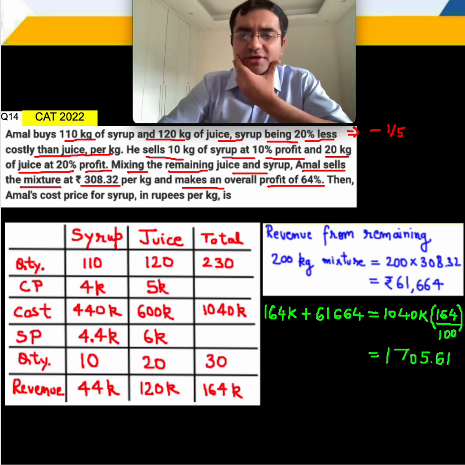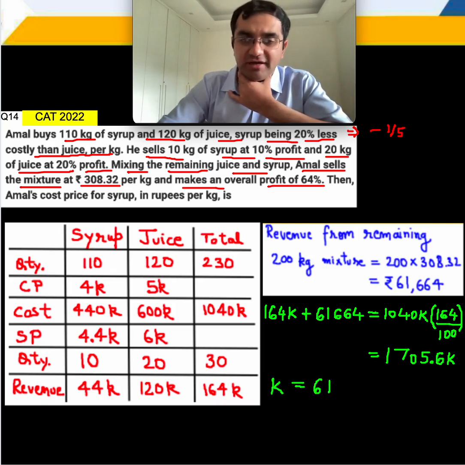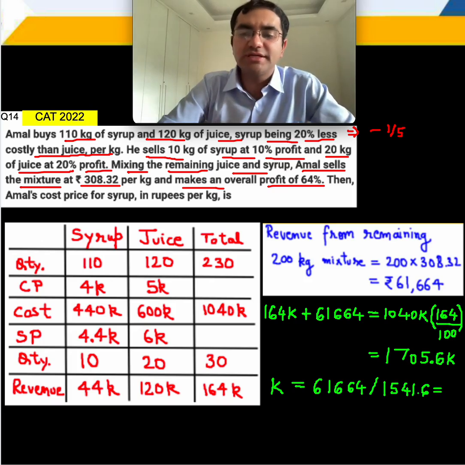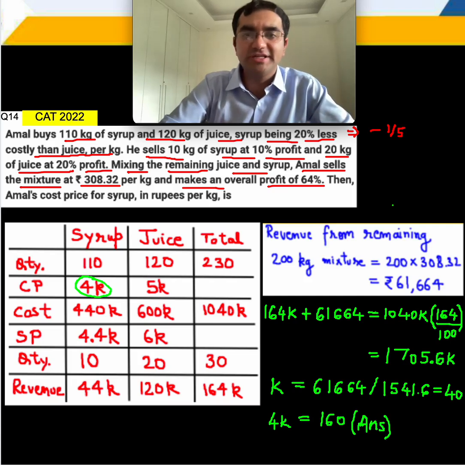You can use a calculator and 0.6k. Subtract, you get k का value is 61664 divided by 1541.6. K is equal to 40. Amal's cost price for syrup, that is 4k, becomes 160. The answer is 160 for question number 14.